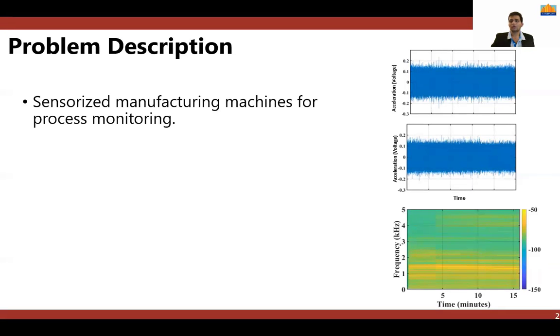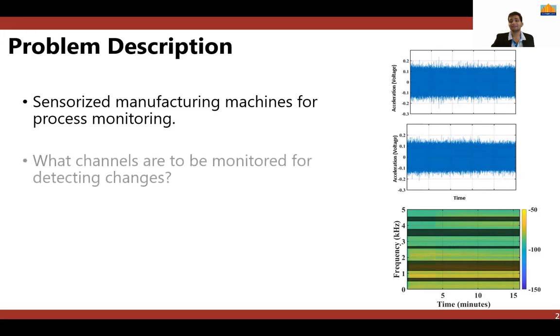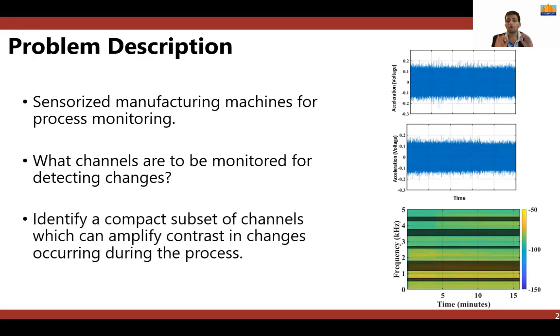More specifically, only a small fraction of the frequency channels capture the changes in the process condition. The critical question we will have then is what frequency channels should be monitored? And an open challenge here is to identify a compact subset of frequency channels that can amplify the contrast in the changes that are taking place during the manufacturing process.